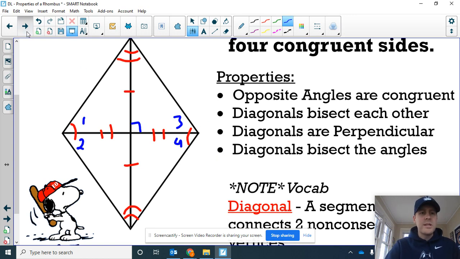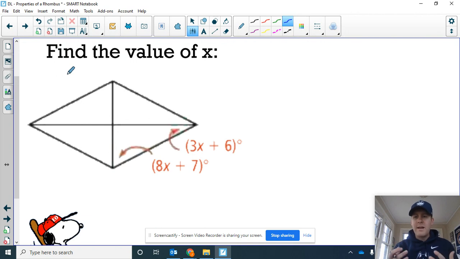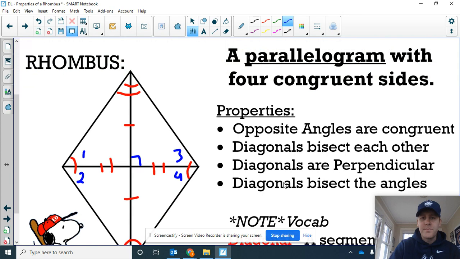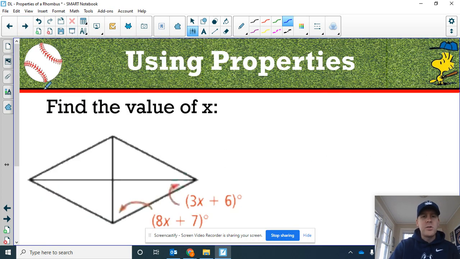Okay, so let's go through a couple of examples. What I want to do with you guys is talk about the example, what we're trying to find, and also we're going to apply one of these properties in our problem. Let's talk about what property that would have to be. Okay, so here we're just solving for x.